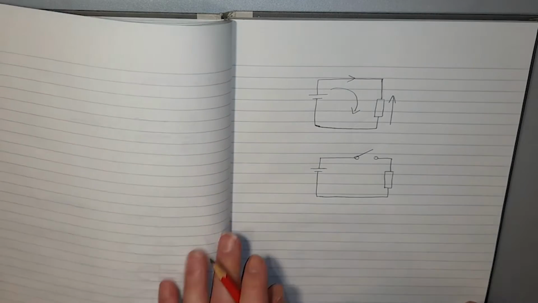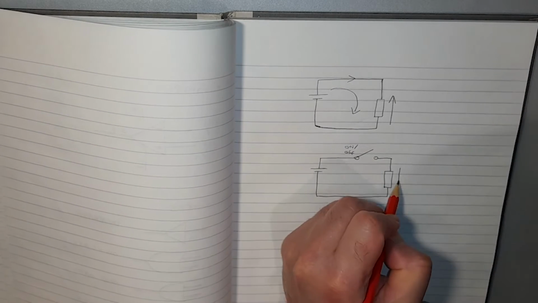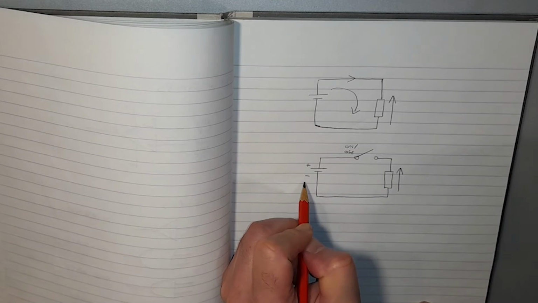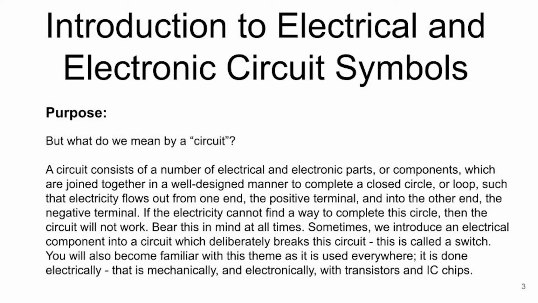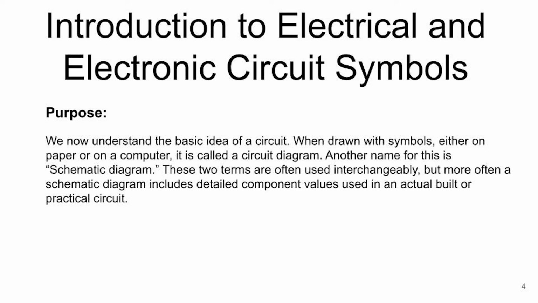Sometimes we introduce an electrical component into the circuit which deliberately breaks this circuit. This is called a switch. You will also become familiar with this theme as it is used everywhere. It is done electrically, that is mechanically, and electronically with transistors and IC chips. We now understand the basic idea of a circuit.